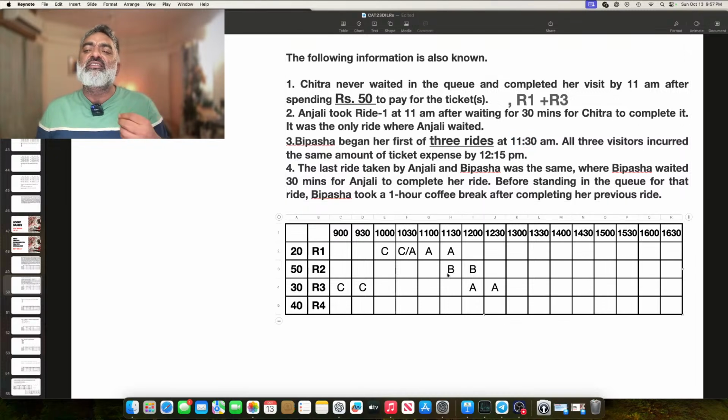Where is this next ride? Which ride could it be? And I'm just raising questions. And again, that raising questions means I'm trying stuff out. Can this story work for ride 1?